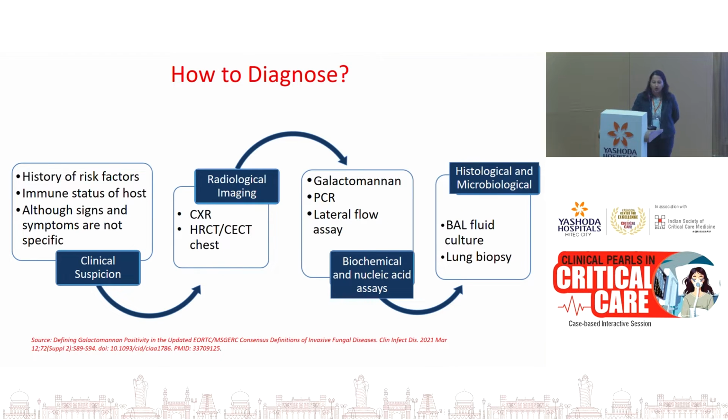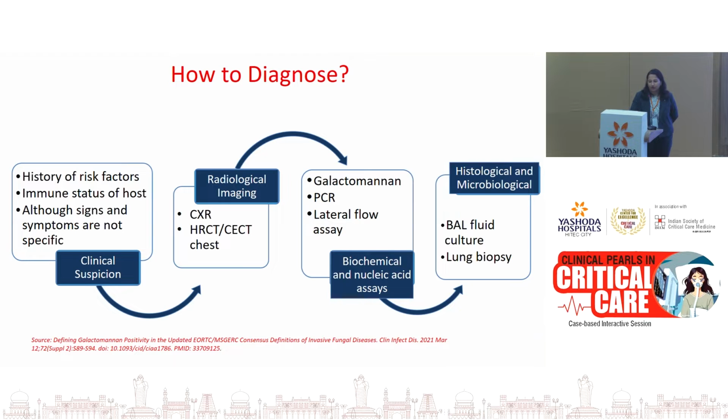So how do we go about the diagnosis of these patients? We should have a high index of suspicion based on the risk factors of the patients. In this individual case, he had influenza, and post-influenza aspergillosis is a well-known entity. The immune status of the host can give us a clue if he is likely to develop these fungal infections. The signs and symptoms are not very specific, and there is a lot of overlap with other pathogens as well. So keeping a high index of suspicion is essential.